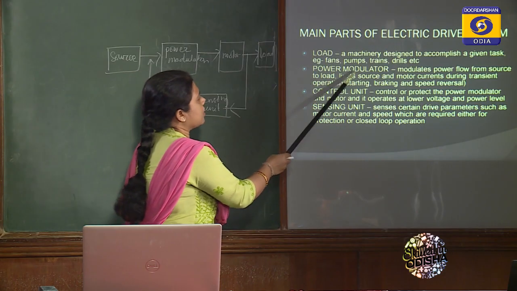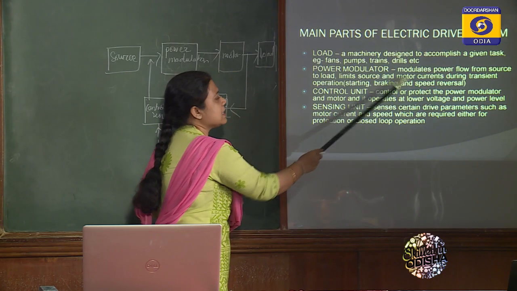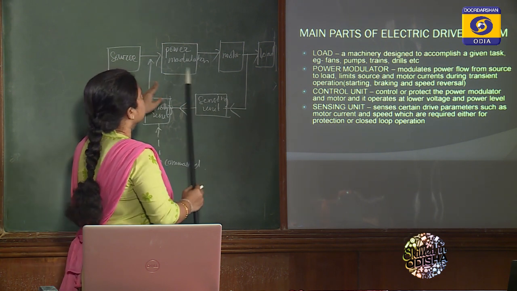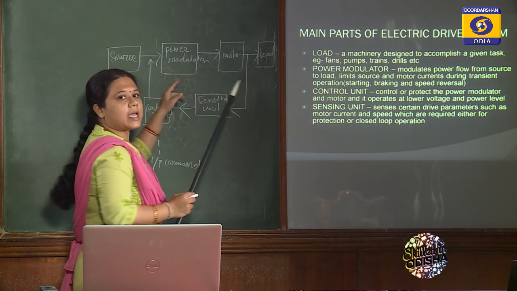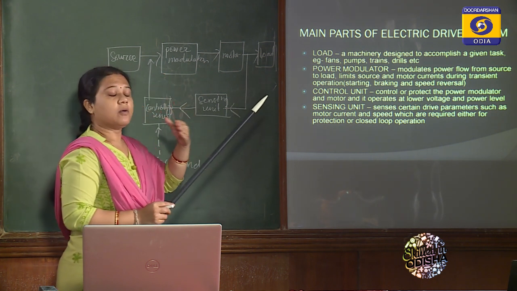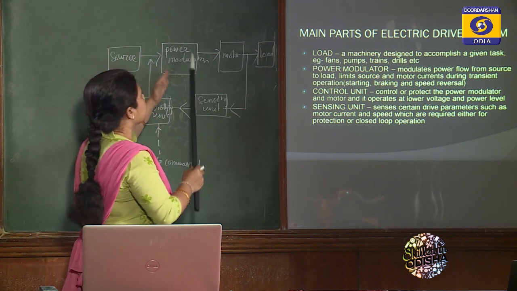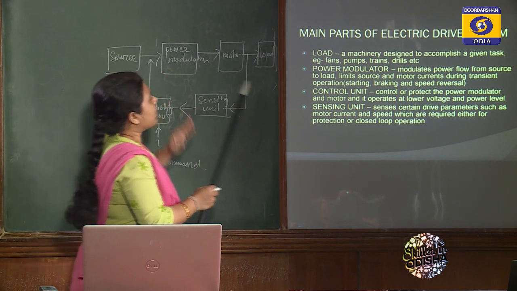Then power modulator. It modulates power flow from the source to load, and limits the source and motor currents during the transient operation, that may be starting, braking and speed reversal. That means in between the source and load, this power modulator is present. As per our requirement, or in case of extra overload or extra high voltage, it will limit the input to this load. So this is known as our power modulator.